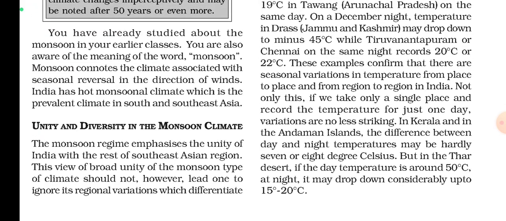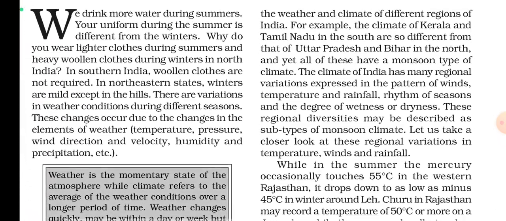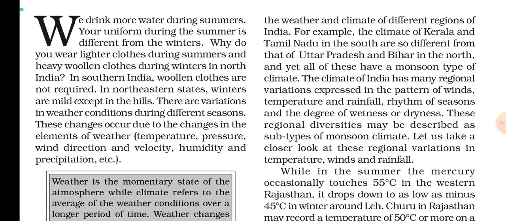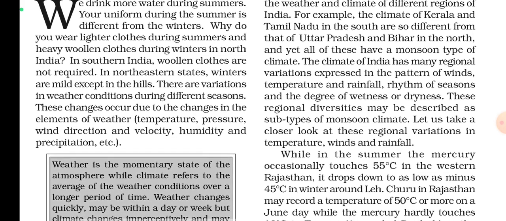Unity and diversity in the monsoon climate. The monsoon regime emphasizes the unity of India with the rest of the Southeast Asian region. This view of broad unity of the monsoon type of climate should not, however, lead one to ignore its regional variations, which differentiate the weather and climate of different regions of India. For example, the climate of Kerala and Tamil Nadu in the south is so different from that of Uttar Pradesh and Bihar in the north, and yet all of these have a monsoon type of climate.